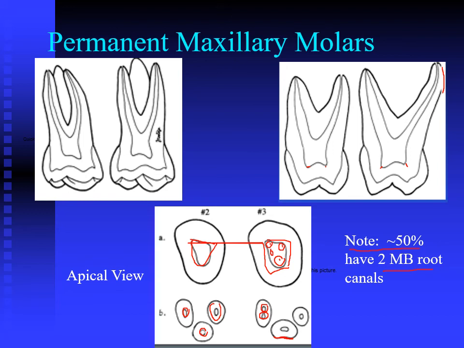The mesiobuccal root will be larger than the distal buccal root in both instances. The mesiobuccal root will probably have an MB2 canal in it, so it may have 2 canals in the mesiobuccal root of the maxillary first as compared to the second, which will generally have just a single canal.